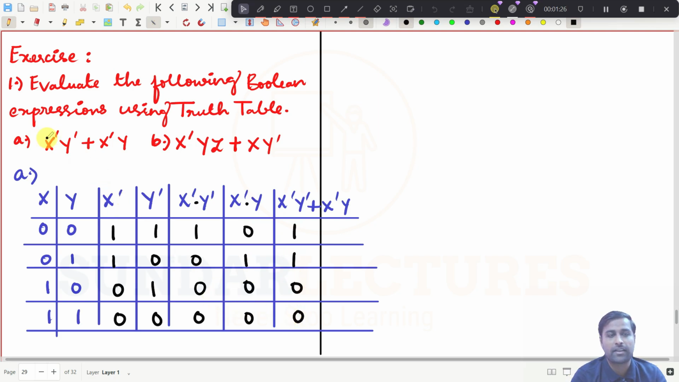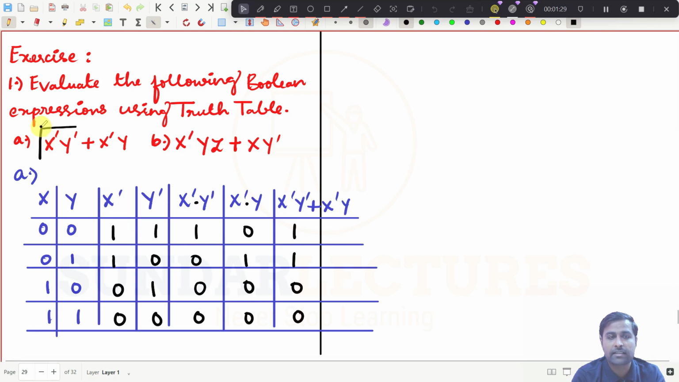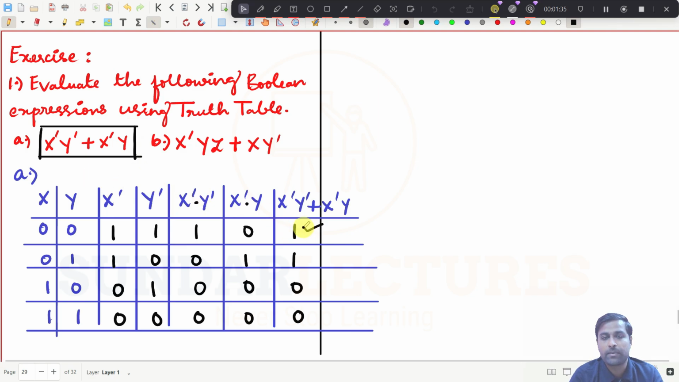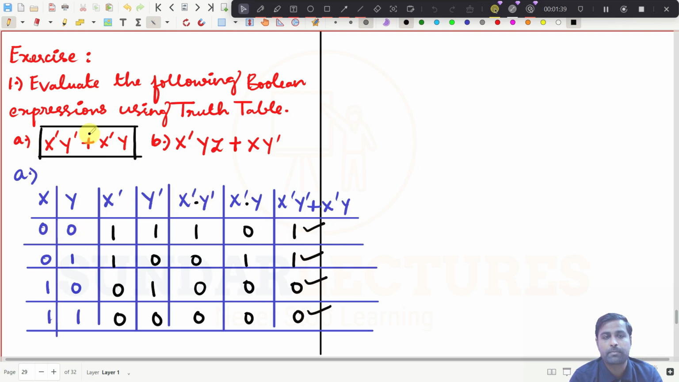See, try to understand. The expression x dash y dash plus x dash y, the output will be what? It will be 1, 1, 0, 0. And if you give 0, 0, this particular expression will give you 1. And if you give 0, 1 for x and y, the output will be 1. And if you give 1, 0 for this expression, then the expression will give you 0, and 1, 1, this expression will give you 0. So that is the exact meaning.